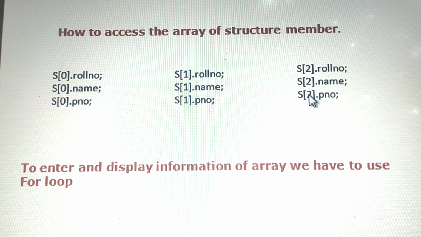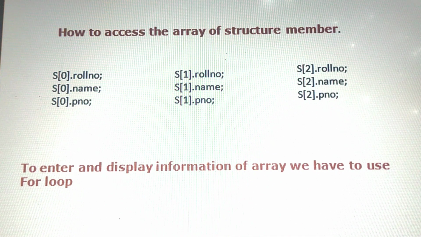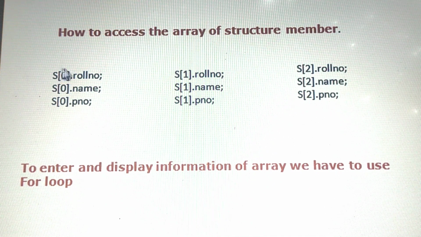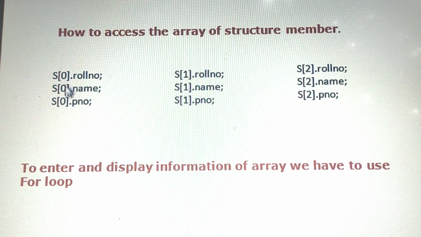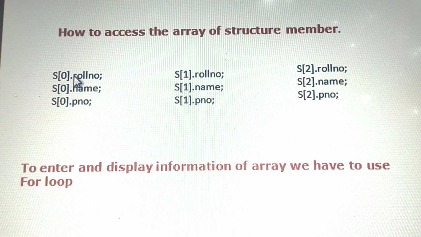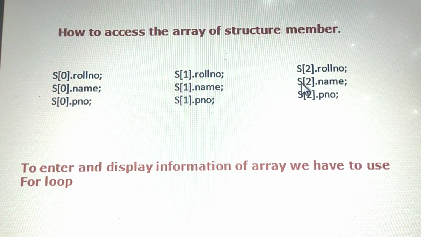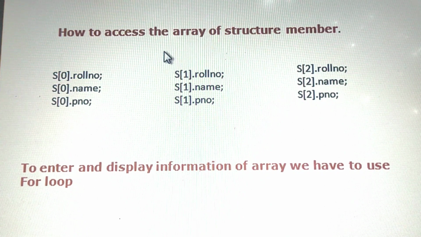To enter and display information of the array, we have to use a for loop. In such a way we can access and display the structure members. If you take an array of the structure, we have to write this: the first element is 0, the second element is 1, and so on. But using a for loop, we can easily store and display the information on the screen.